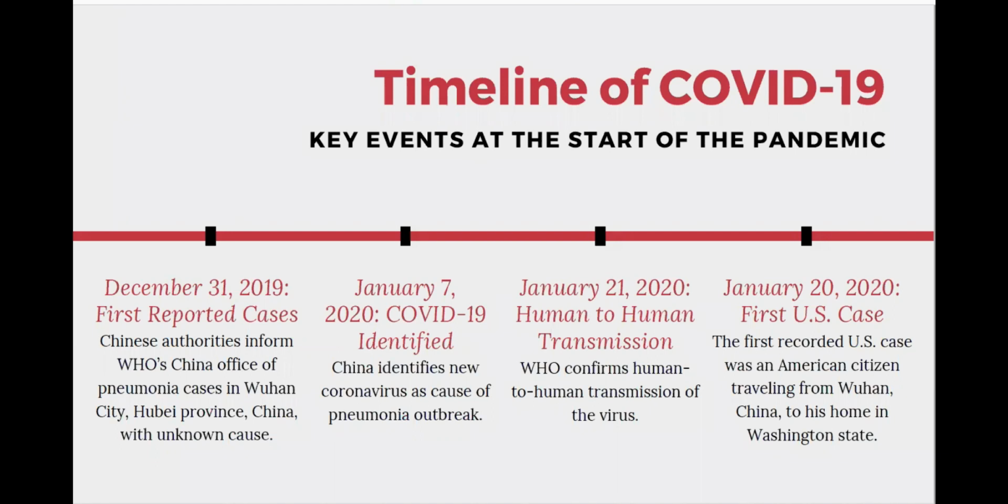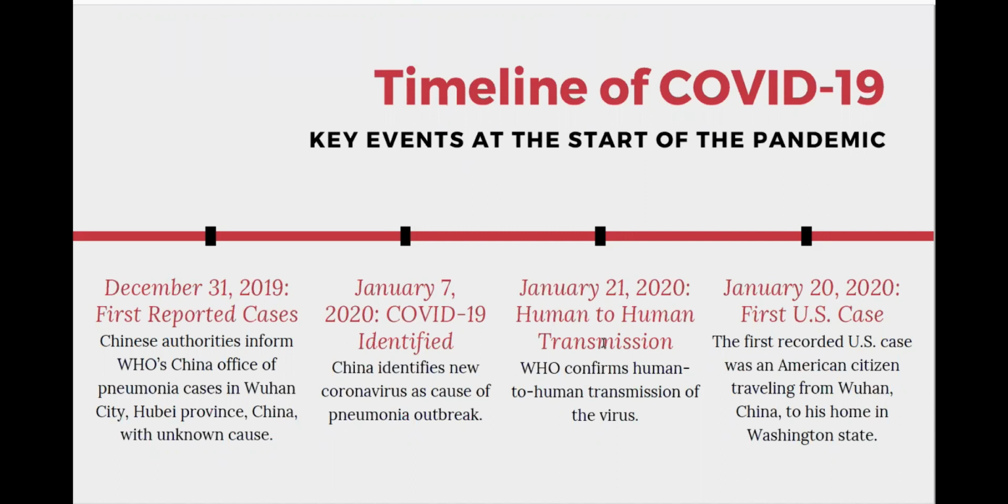The first reported cases were December 31st, 2019, and that's when the Chinese authorities informed the World Health Organization, China's office, of pneumonia cases in Wuhan City in China, and it said with an unknown cause. So when the virus actually started, we don't have an exact date, but sometime between November and December of 2019. In January 7th of 2020, COVID-19 was identified. China identifies new coronavirus as cause of the pneumonia outbreak.